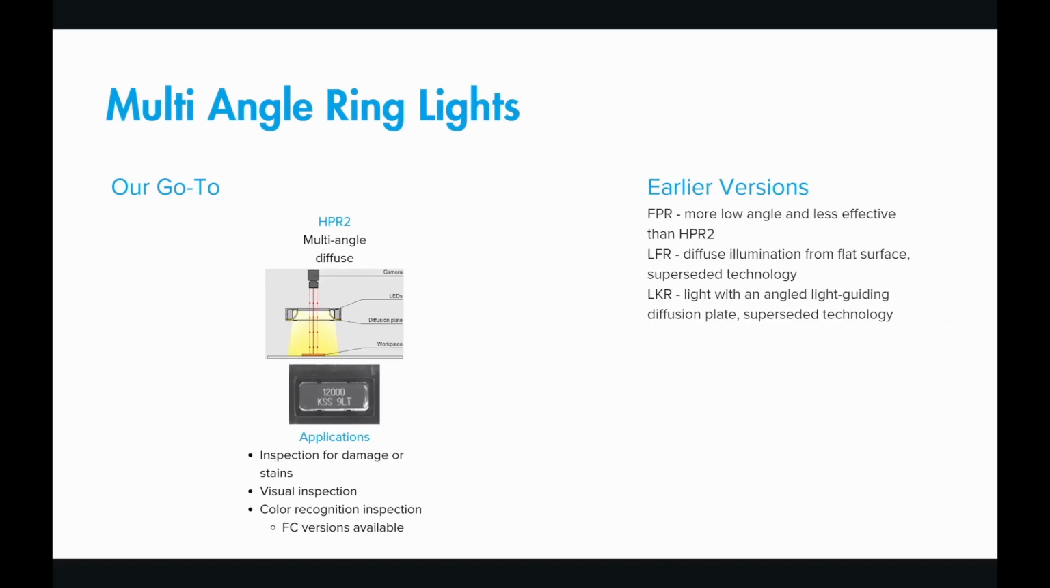Next is the multi-angle ring lights, and pretty much our only go-to for that is the HPR2. It's got a light guiding diffusion plate with an LED that shines down, so at a short working distance it works like a low angle, and at a longer working distance it works more like a standard ring light. I am a big fan of this light when I do testing, so it's always great to have one of these on hand. Another unique thing about this is it has full color versions available as a standard option.